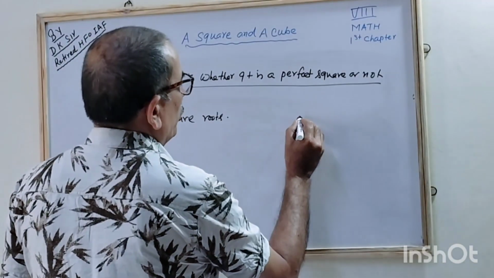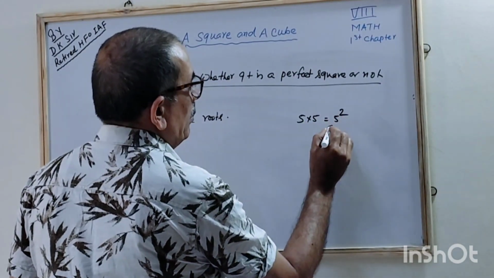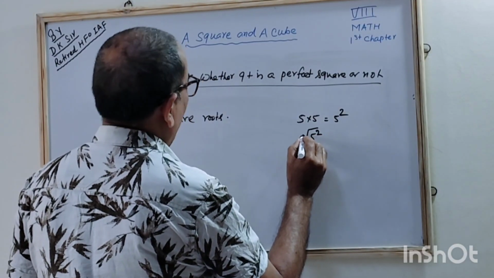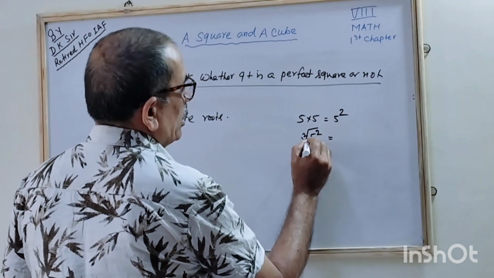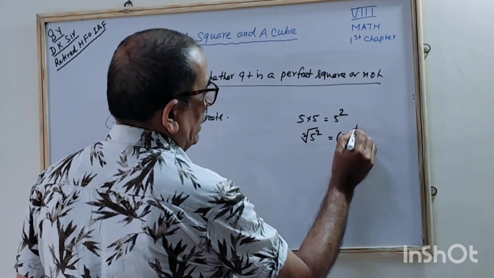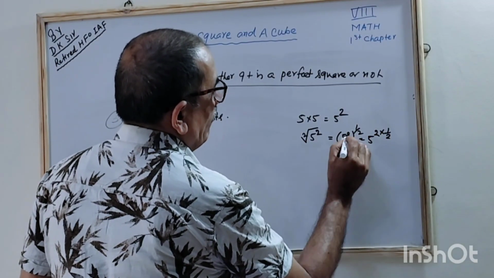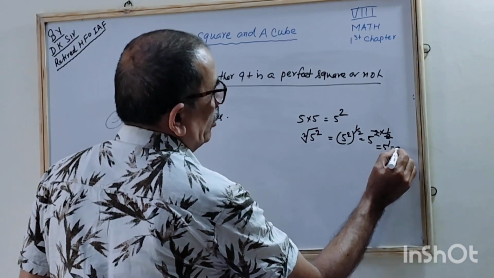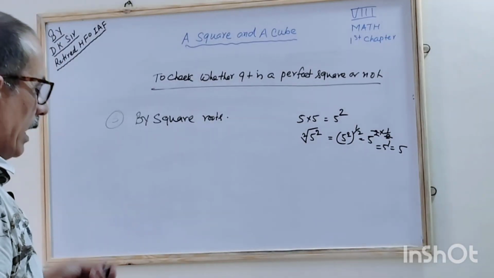You have understood. 5 into 5 is said to be 5 square. But if I write the under root of 5 square, then it becomes 5. As you know, the square root is equal to the power of half. So you can write 5 to the power 2 into 1 by 2. The power to the power will be multiplied. So it becomes 5 to the power 1, which is equal to 5. So by square root also you can find out.